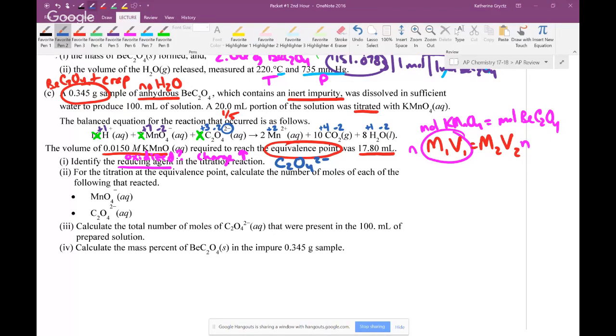For the second part, even if you can only do one part of this, it's okay. It says for the titration at the equivalence point, calculate the number of moles of each of the following that reacted. Well, the first thing is MnO4 negative, and they gave you stuff about KMnO4. They gave you the molarity and the volume.